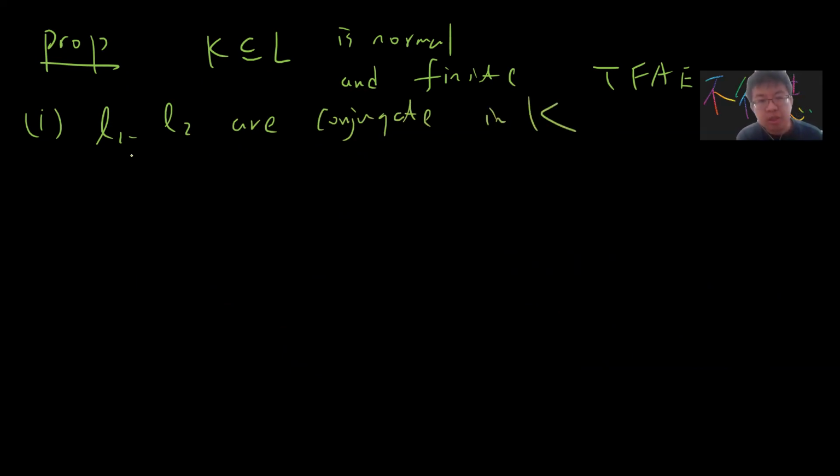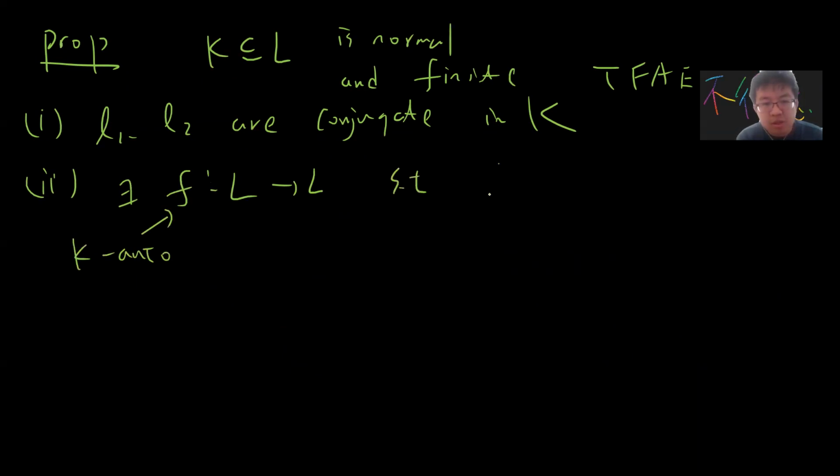So this means that L1 and L2, both belonging to L, are conjugate, meaning that they have the same minimum polynomial. And the second is that there exists F from L to L, which is a K-automorphism, such that F(L1) is L2. Okay, so they can permute. Basically, you have a K-automorphism with which you can permute the roots. Okay, so let's give the proof.